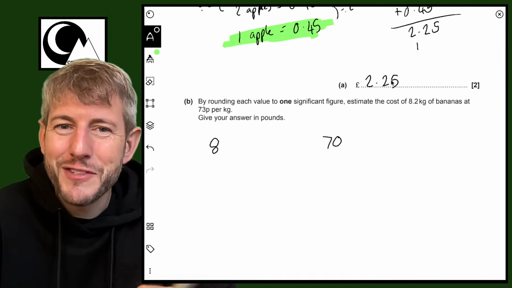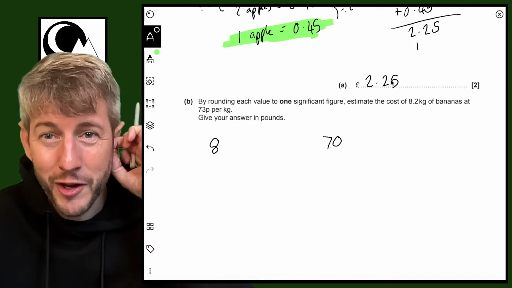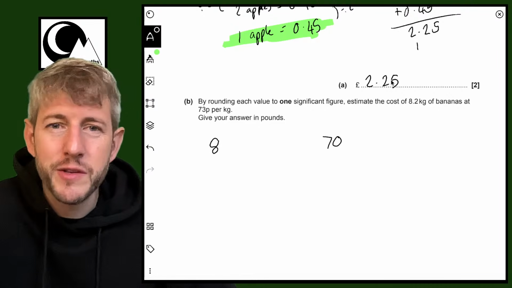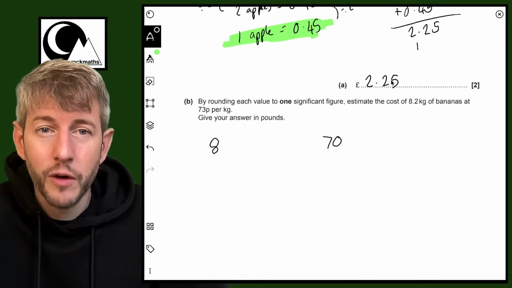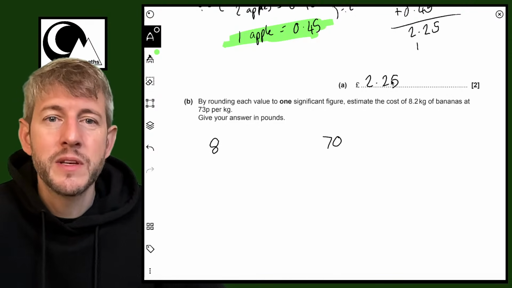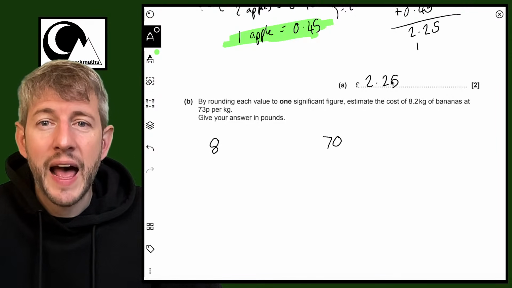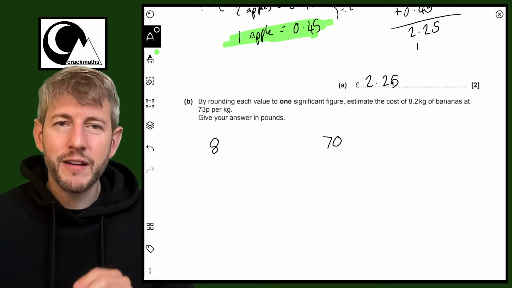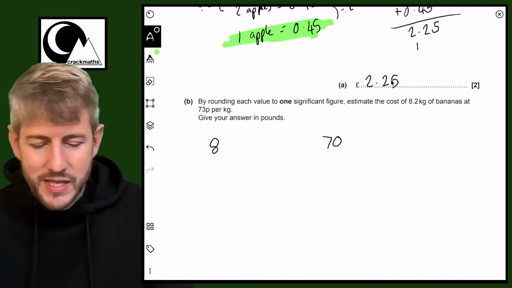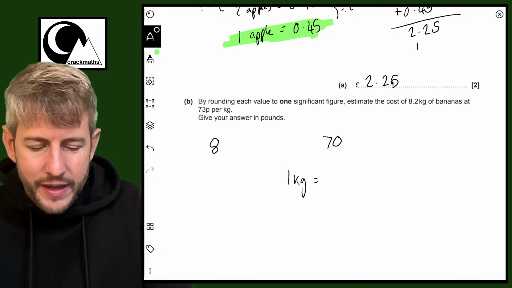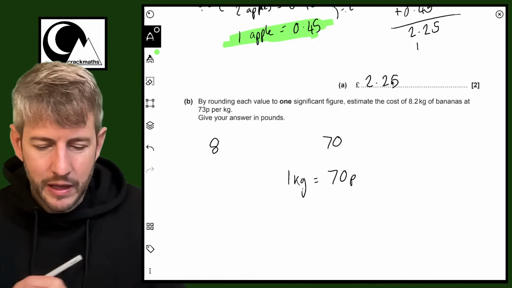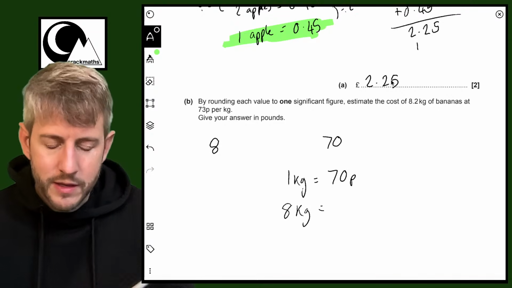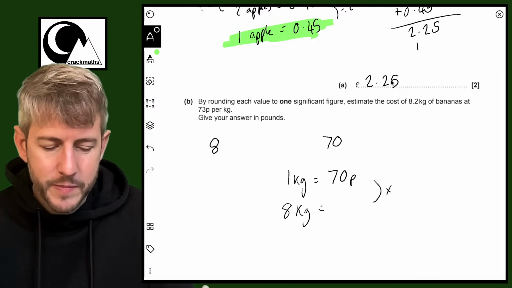Okay, right, so these are what the two numbers are going to go to. Now what I've got to do is think about the cost of these things. So what do we have here? We've got here, by rounding each value to one significant figure, estimate the cost of 8.2 kilograms of bananas at 70p per kilogram. Okay, so this is what I'm now looking at. 8 kilograms of bananas at 70p per kilogram. So that means that 1 kg equals 70p. Okay, and then I want 8 kg.